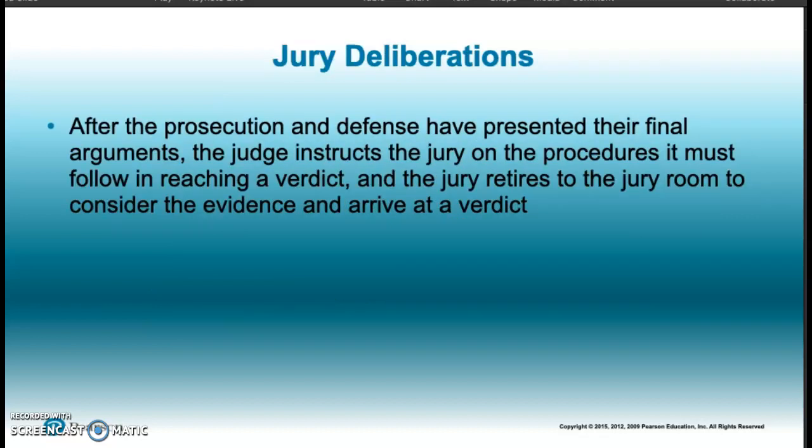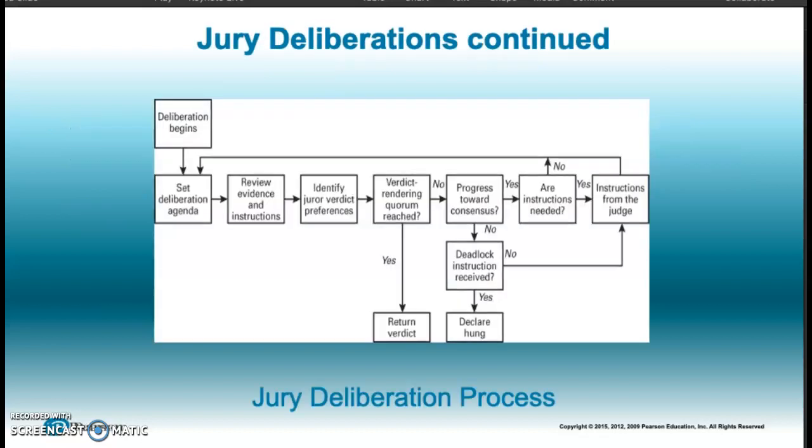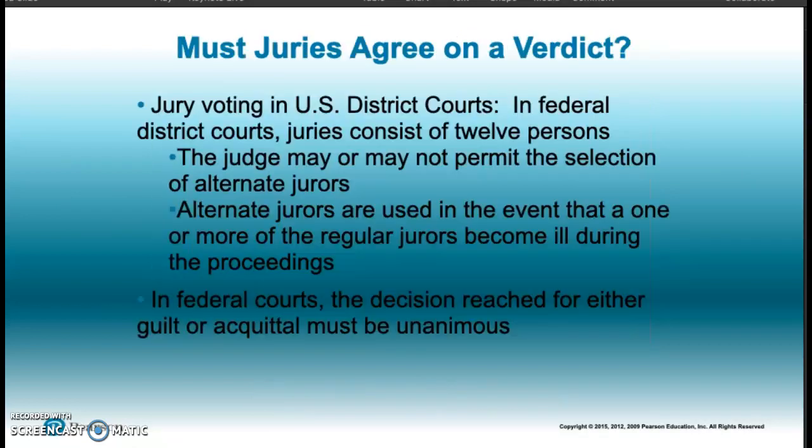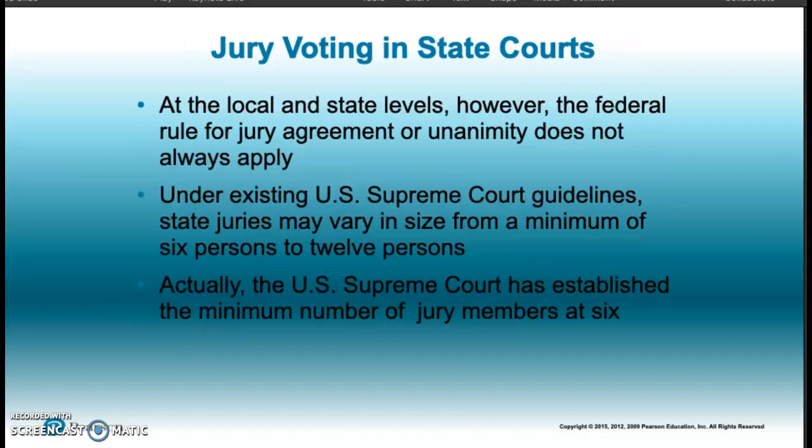And then the jury goes into deliberations. This can be hours, days, weeks, and they continue to move through the deliberation process. Must they agree on a verdict? Good question. Well, yes is the answer. They can use alternative jurors if one or more of the jurors become ill. But if they cannot determine guilt or acquittal, then it will be a hung jury.